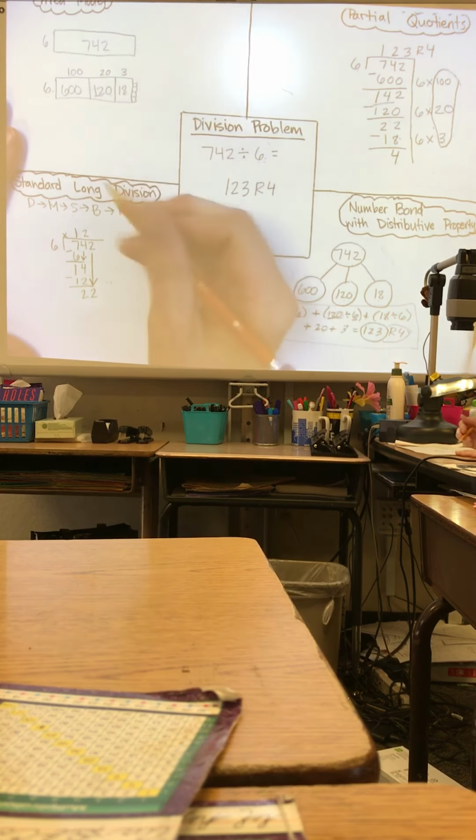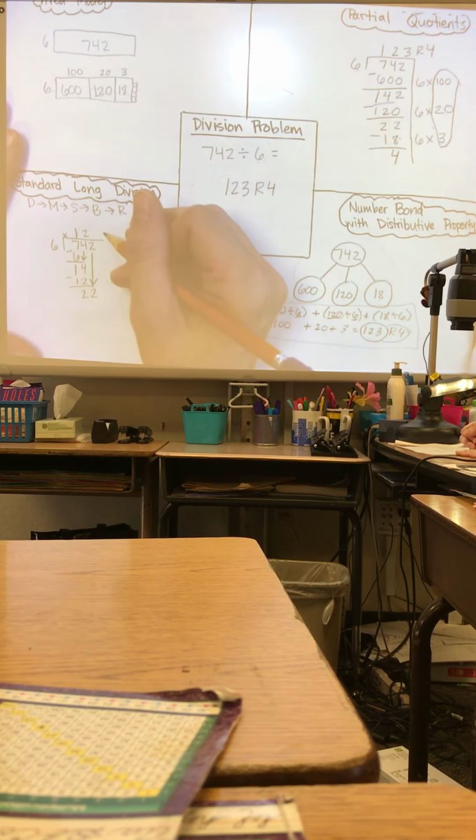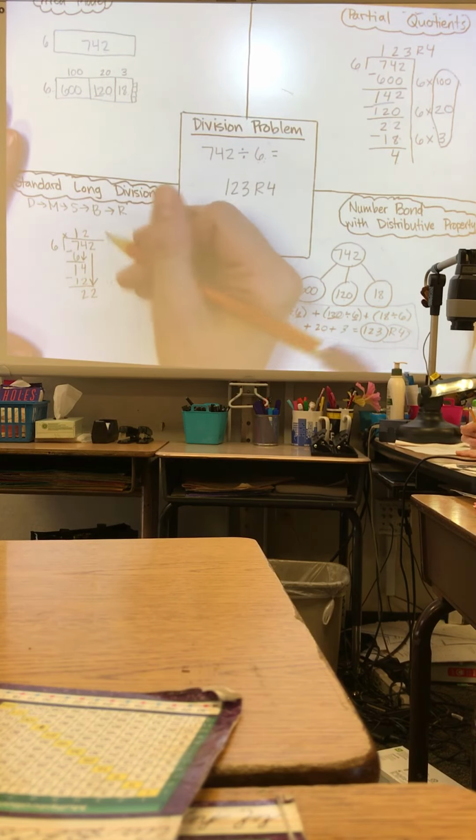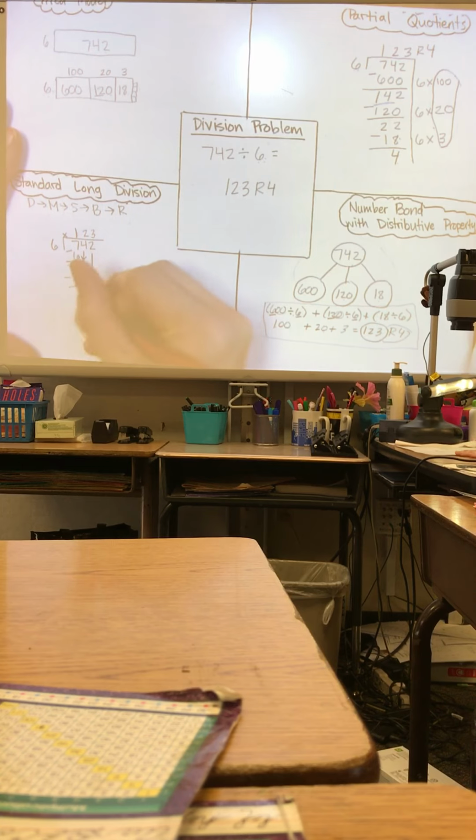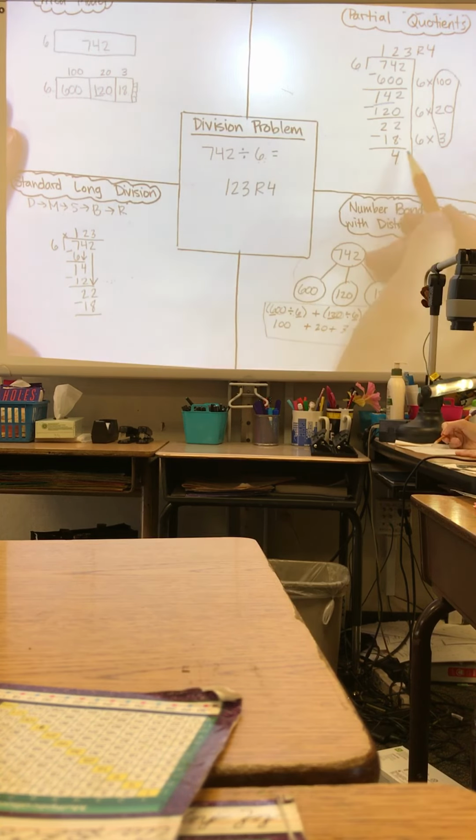1 group of 6 would be 6. 2 groups of 6 would be 12. 3 groups of 6 would be 18. 4 groups of 6 would be 24, which would be too large. So I'm going to use 3 groups of 6. 3 times 6 equals 18. And again, I should be realizing, oh, I saw this over here. 22 subtract 18 equals 4.